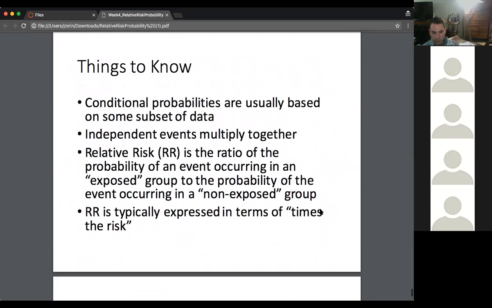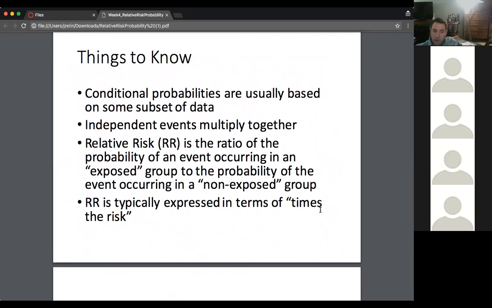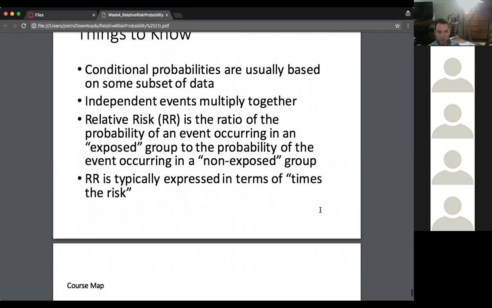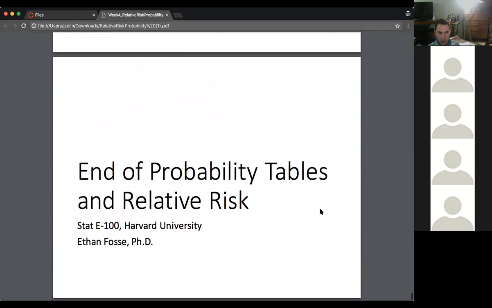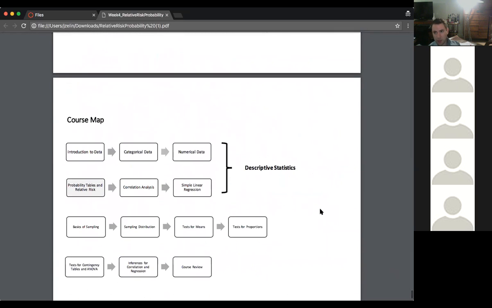So the takeaways here are that conditional probabilities are usually based on a subset of data. If we have independent events, we could just multiply them together. And we have the relative risk, which is the ratio of the probability of an event occurring in an exposed group to the probability of the event occurring in a non-exposed group. And it's expressed as terms of times the risk. So 5 times the risk. And that was the probability lecture.